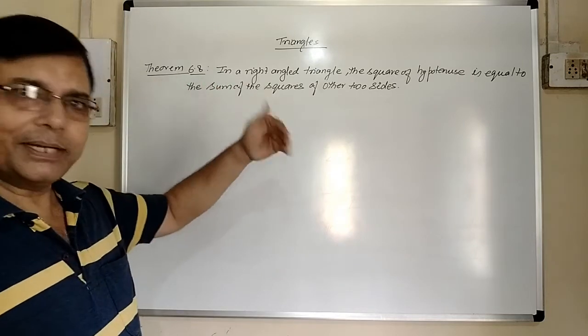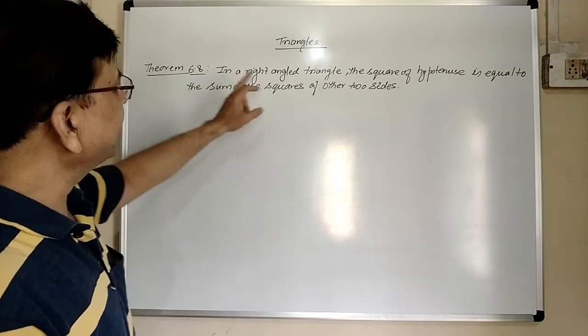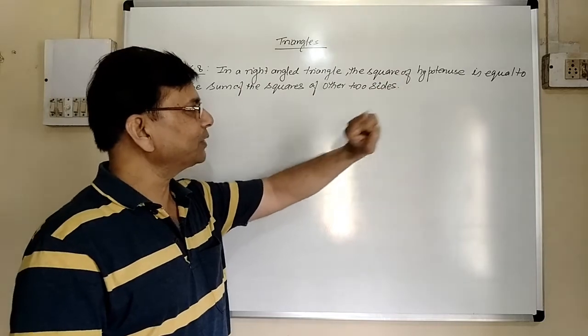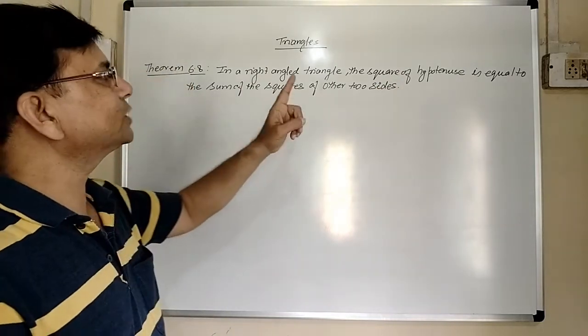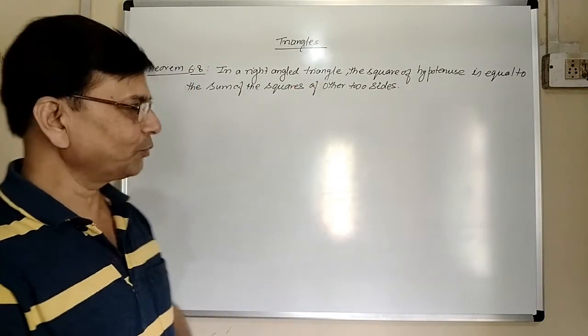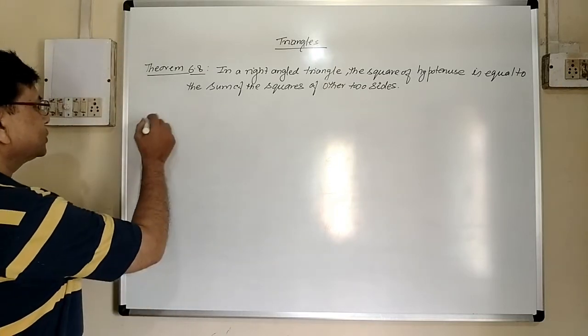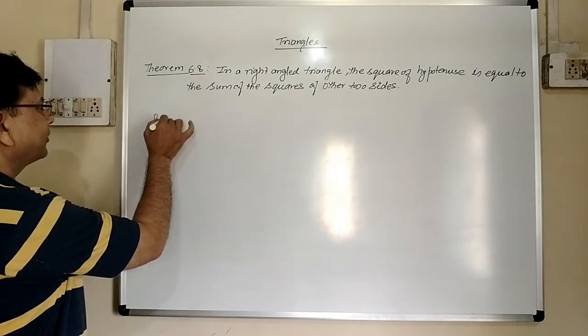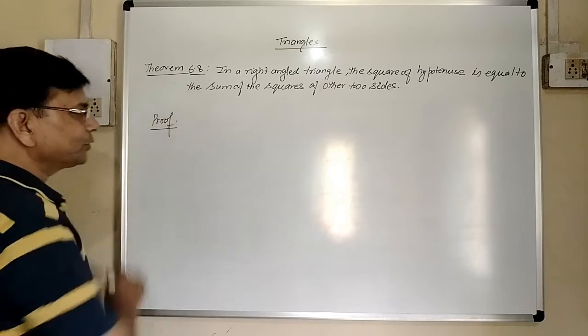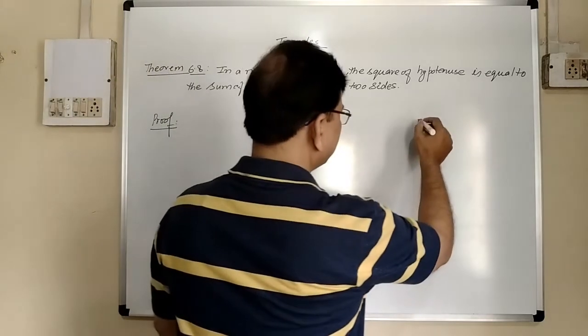This is a theorem known as the Pythagoras theorem also. In a right angle triangle, the square of the hypotenuse is equal to the sum of the squares of the other two sides. What does it mean? We will look at it. So we will go for the proof. So we should understand the figure first.